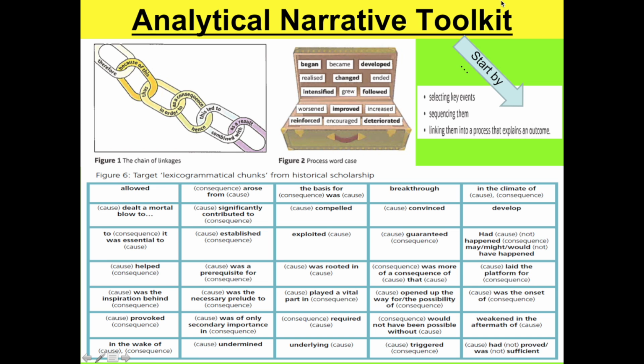There's an analytical narrative available from historychappy.com, which gives you the linking lexicogrammatical leading language chunks that you can utilize to help you link and marry these events together. So we've got a chain of linkages here, we've got the process word case, and some lexicogrammatical chunks from historical scholarship, which help you link cause and consequence. By no means mandatory, but they're there if you need them.